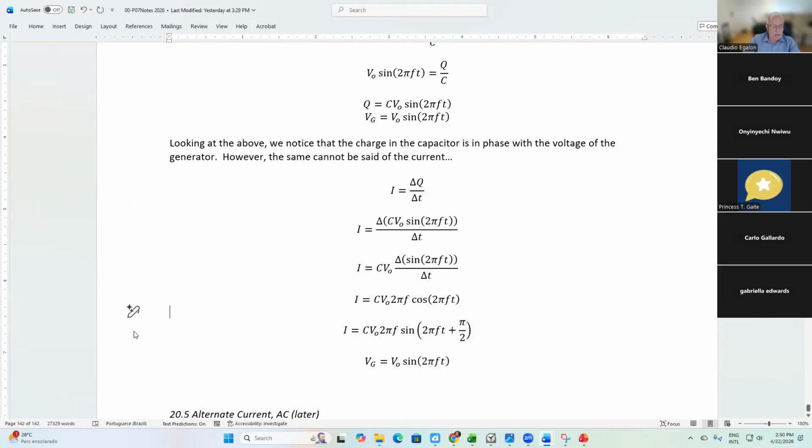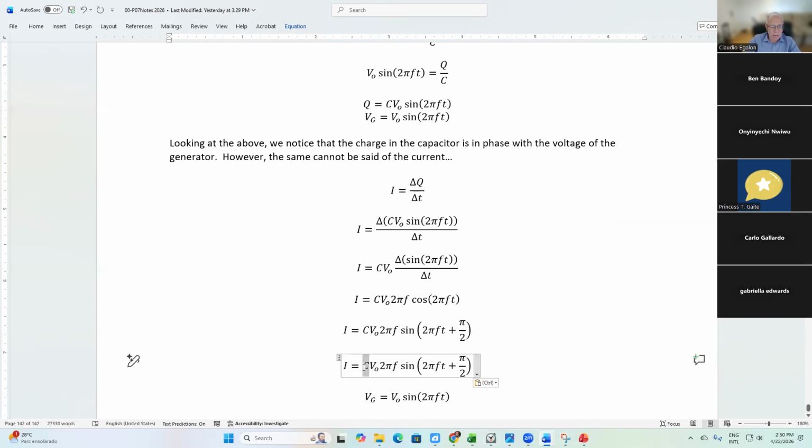This term that you see right in here, the amplitude term of the sine, is the amplitude of the current.